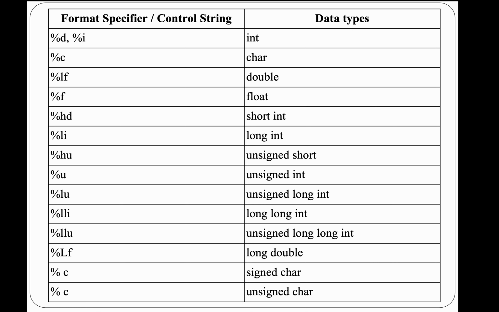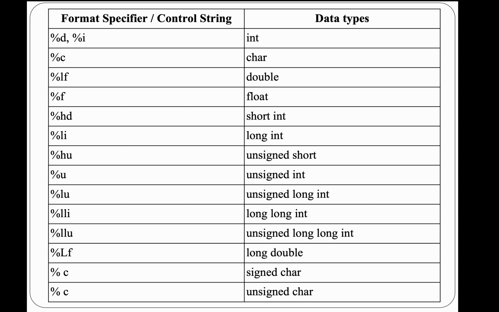Today we are going to discuss a topic called format specifier. The other name of format specifier is control string. So format specifier or control string will be used in an input statement as well as an output statement. For example, in a scanf or in a printf, we are using the format specifier.